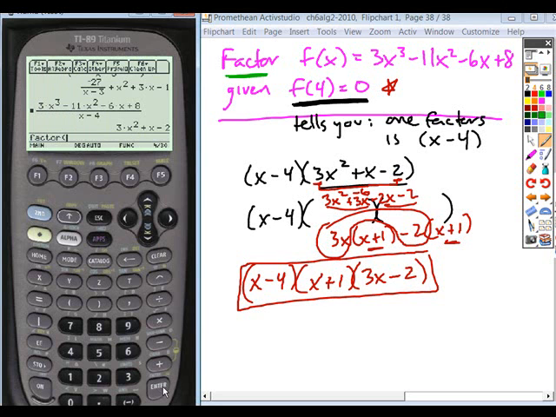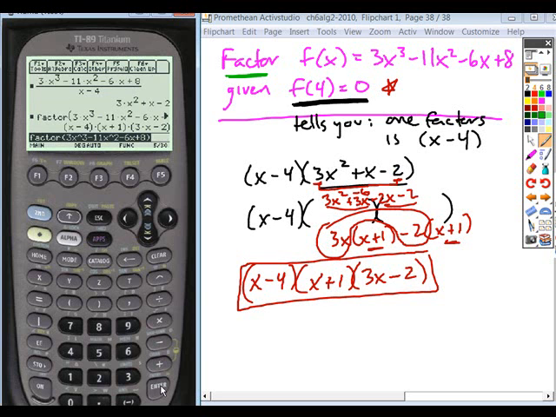F2 factor, type in the expression that appears, 3x cubed minus 11x squared minus 6x plus 8. And what does it give us? The same. Now, the one thing just to make sure as you're looking at this, if you wind up using this shortcut, you need to pay attention that if f of 4 is equal to 0, that you have one factor that confirms that. Otherwise, you've done something wrong. Okay, so be very careful on that.